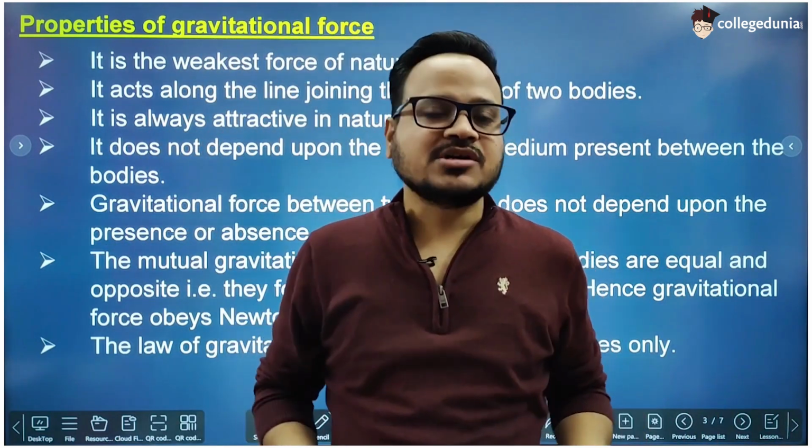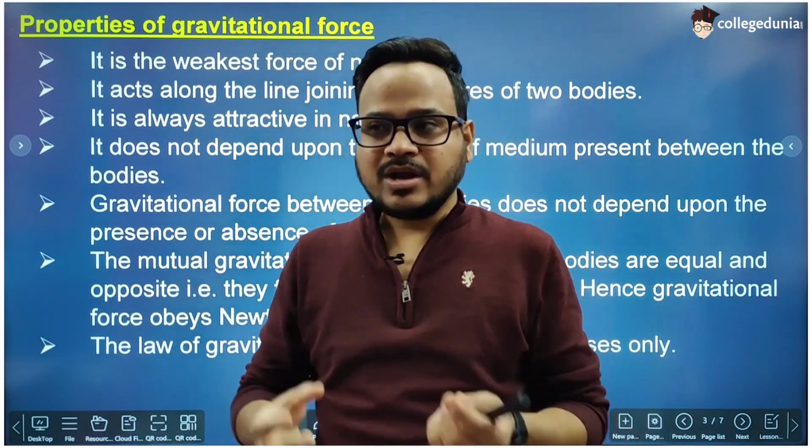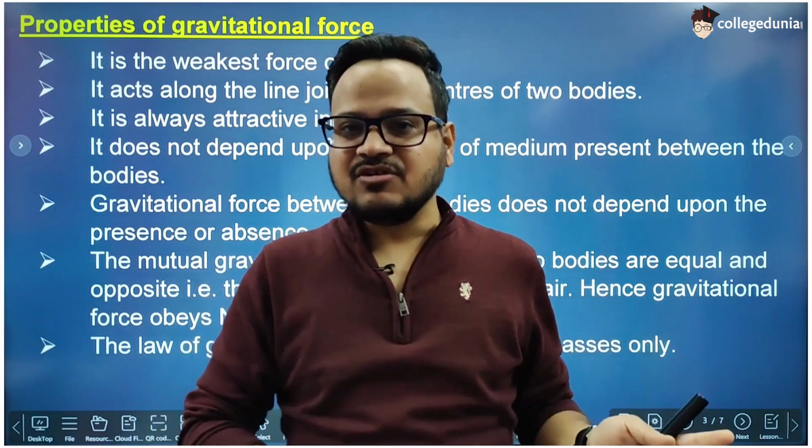This body is falling towards the earth. Why is it falling towards the earth? Because the earth is pulling this body. Okay, you must have heard the word gravity. So what is the difference between gravitation and gravity?